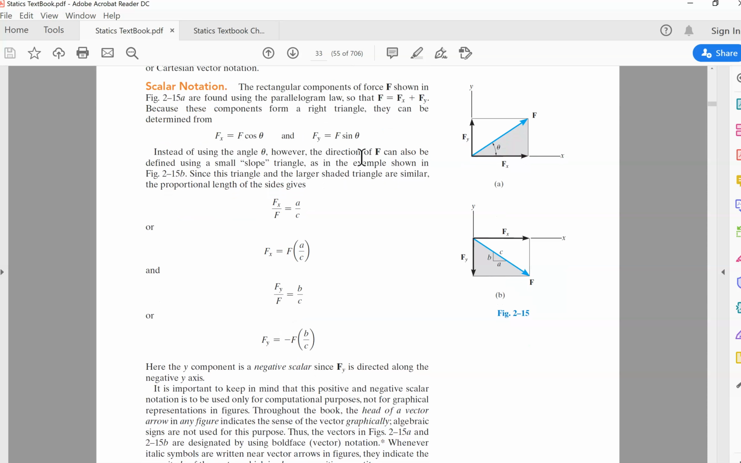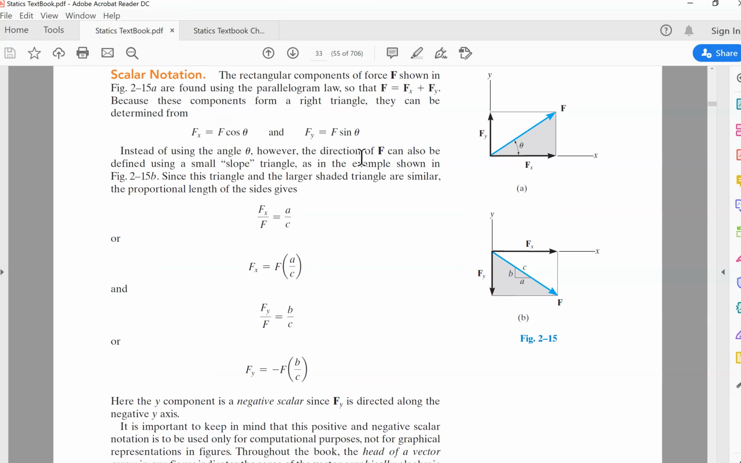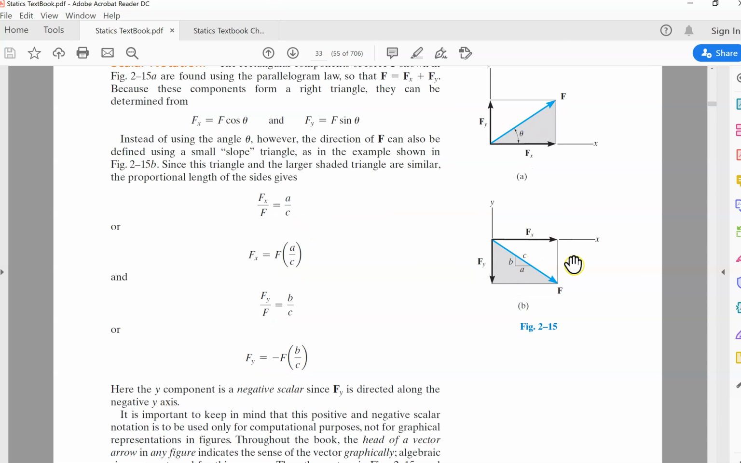Sometimes the question actually gives you a similar triangle. Observe this carefully. They will just give you numbers, A, B, C, or 3, 4, 5. That's it. So what does it mean? It's a ratio method. Can you see this? Fx over F equals A over C. Can you see the similar triangle? It's a ratio method.